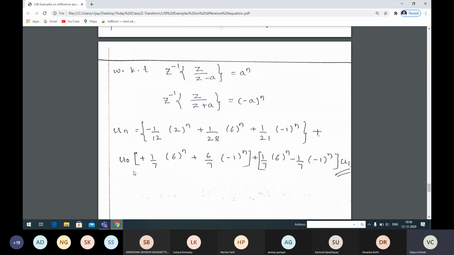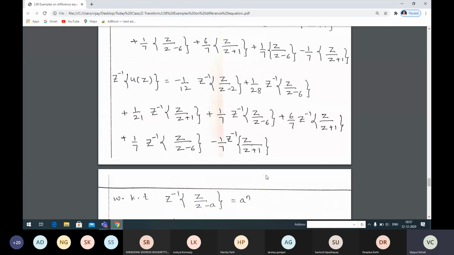Plus u0 into 1 by 7, 6 raised to N plus 6 by 7, minus 1 raised to N, plus 1 by 7, 6 raised to N minus 1 by 7, minus 1 raised to N into u1, right? So this will be the required solution.